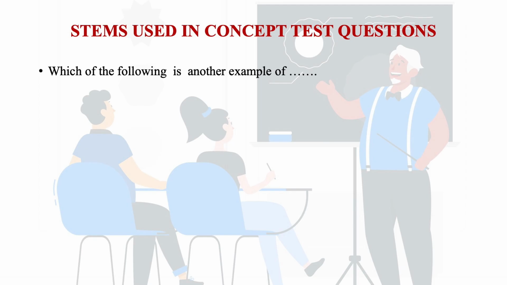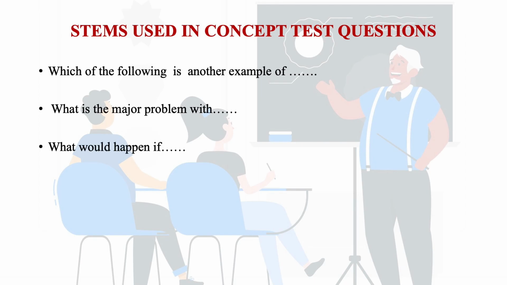So this type of stems will provide the learners a scope for rethinking of their concepts. Then again we can ask them which of the following is another example of dash. What is the major problem with X or Y? What would happen if? So these types of questions will elicit the thinking process of learners.